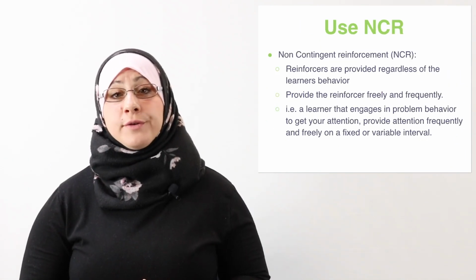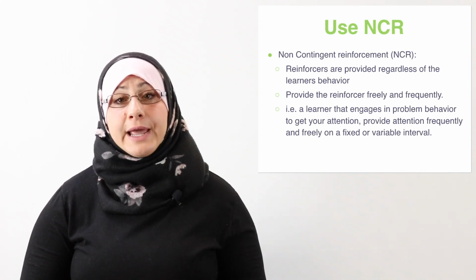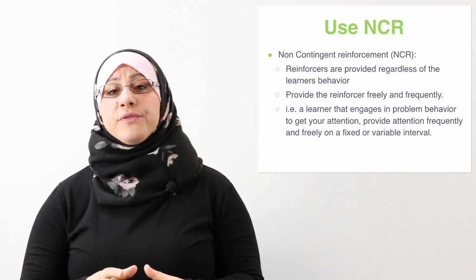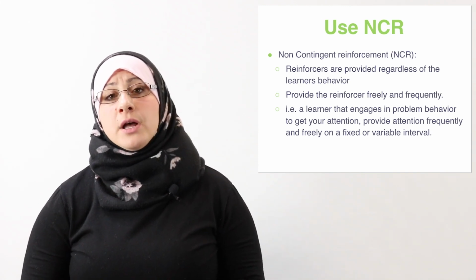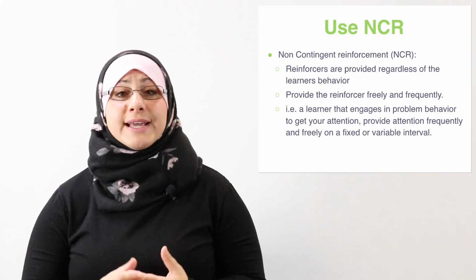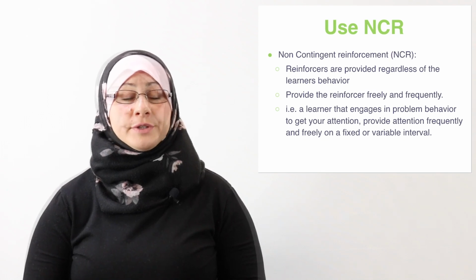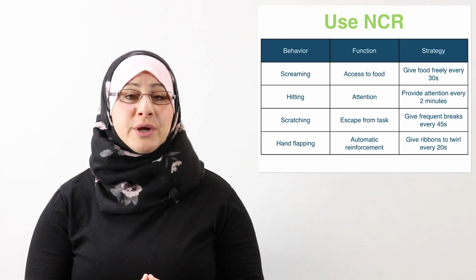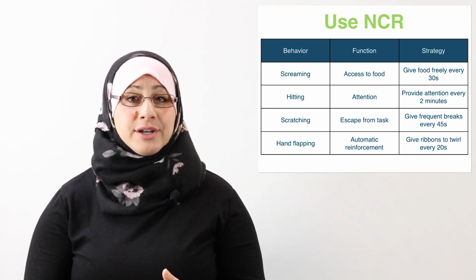With non-contingent reinforcement, reinforcers are provided regardless of the learner's behavior. Provide the reinforcer freely and frequently. For example, a learner that engages in problem behavior to get your attention, provide attention frequently and freely on a fixed or variable interval. So think about your learner here. You have a learner that's engaging in problem behavior to get your attention.